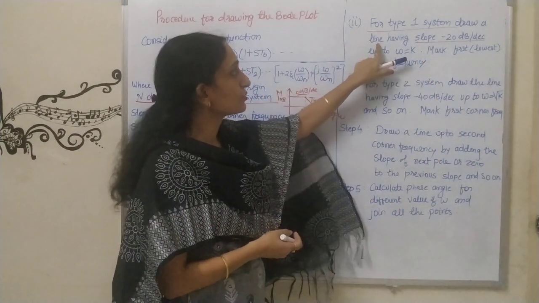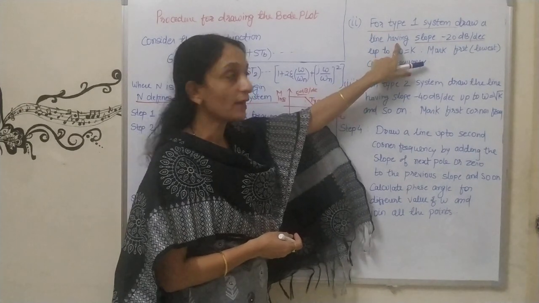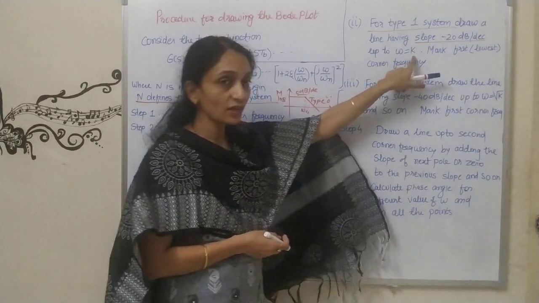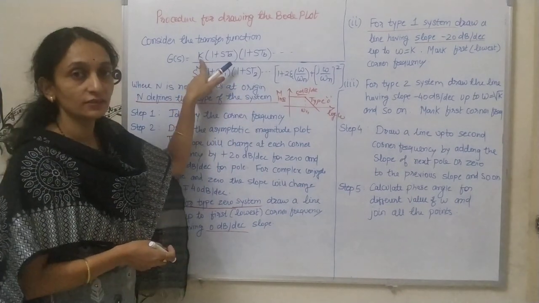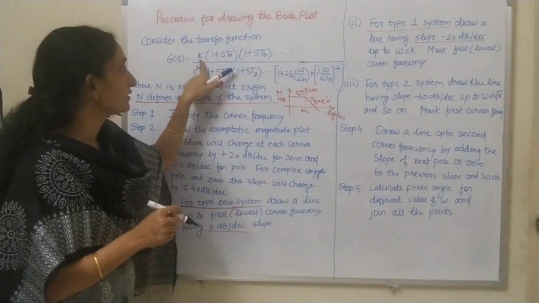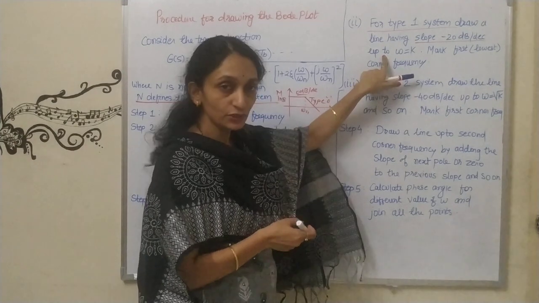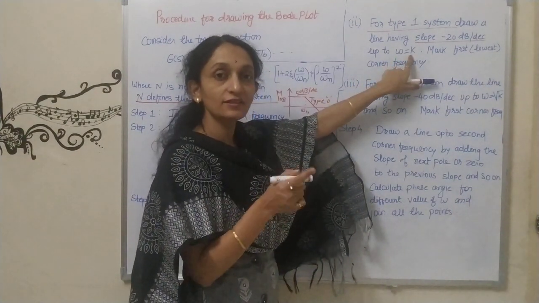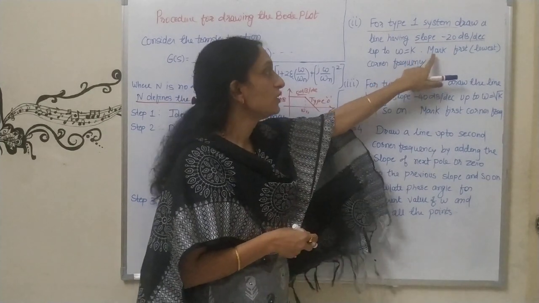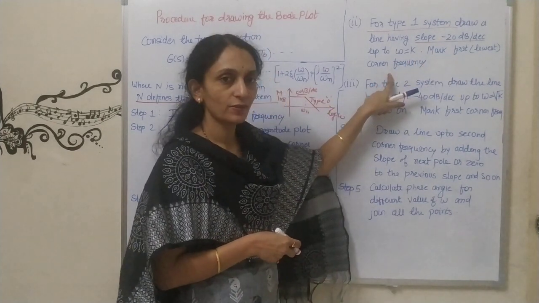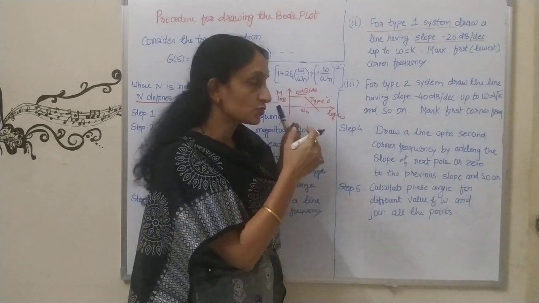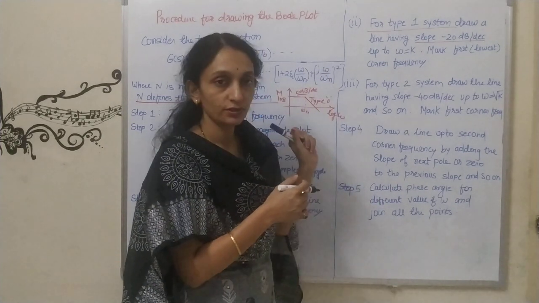So what you need to do is draw a line having slope minus 20 dB per decade up to omega equal to k. What is this k? K is the constant term, whatever value of k is there. So you need to put omega equal to k. Whatever value of k is there, that will be your value of omega. So mark the first lowest corner frequency. This will be more clear when you actually draw the Bode plot.